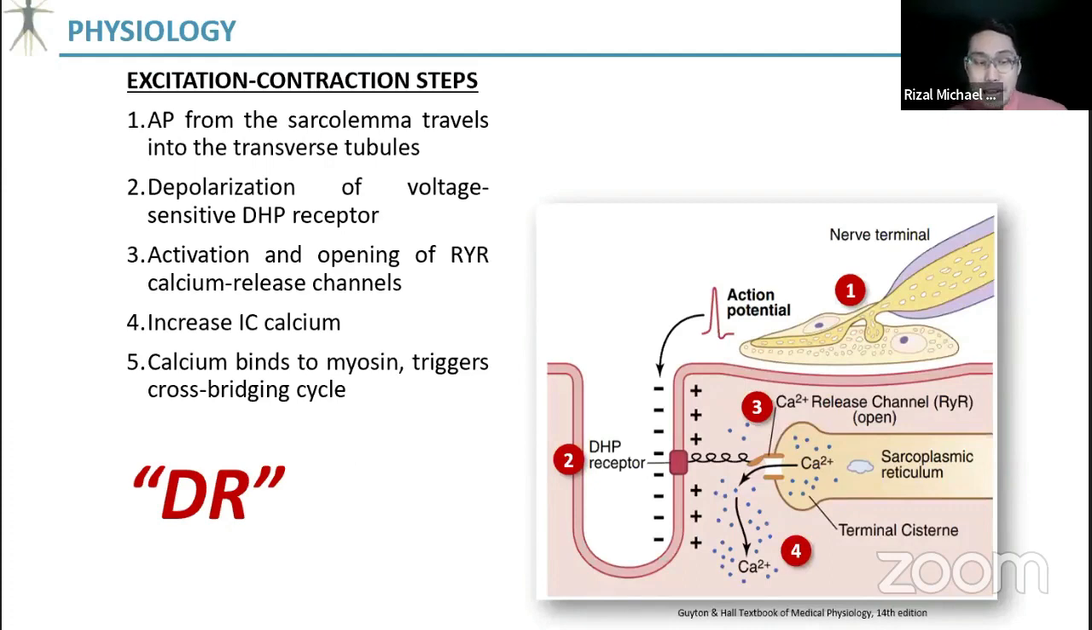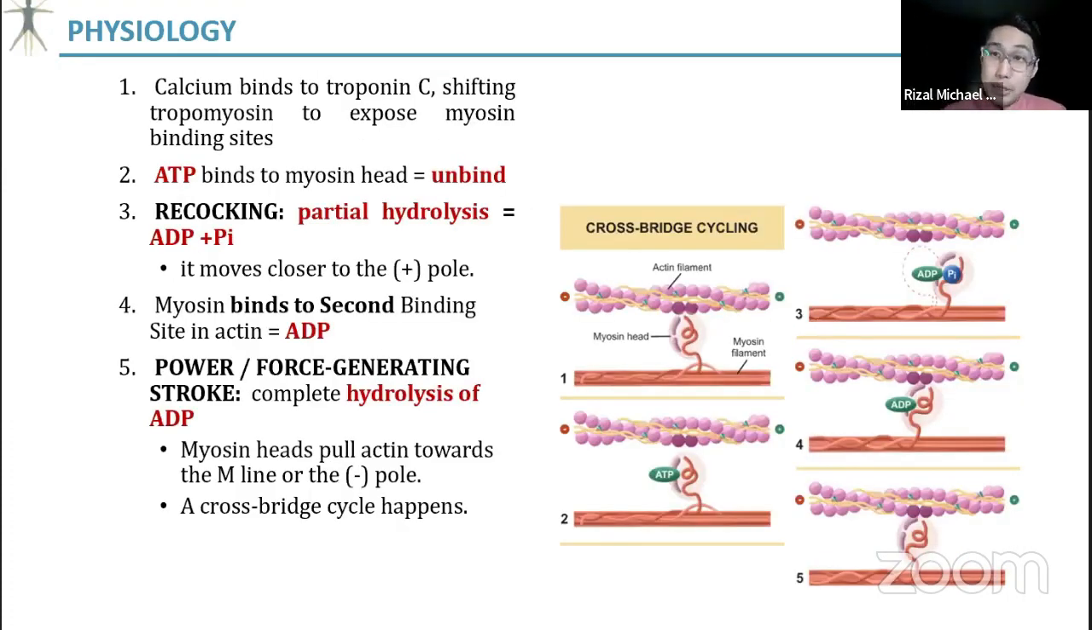And then that calcium will eventually go to your troponin C. Okay? So now yung troponin C, it will lead to the exposure, shifting ng tropomyosin para magkaroon ka ng myosin binding sites. So this is actually a very important slide as well. Yung importance ng mga ATP, ADP, and complete hydrolysis, right? So let's start with number 1. Okay, number 1 mo, si calcium, nag-bind na siya, di ba? So na-expose na yung binding site.